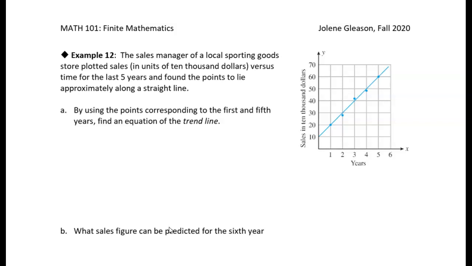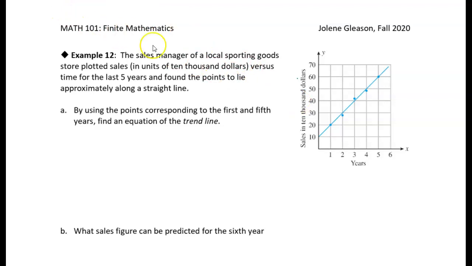So he's plotting 10 units of $10,000 versus time for the last 5 years and found that the points lie approximately along a straight line. So he's taken the data and plotted the points and drawn a line that fits it fairly close, just by eyeballing it, it looks like. And by using the points corresponding to the first and the fifth years, find an equation for the trend line.